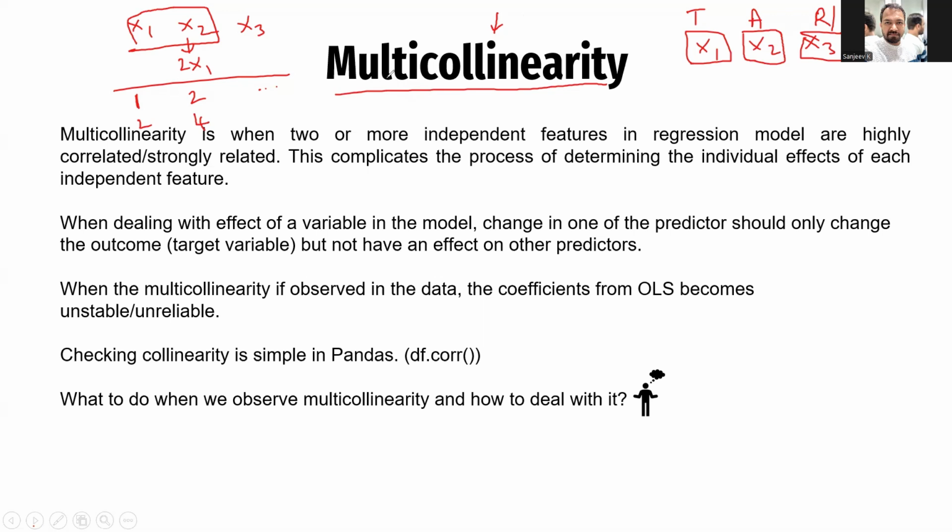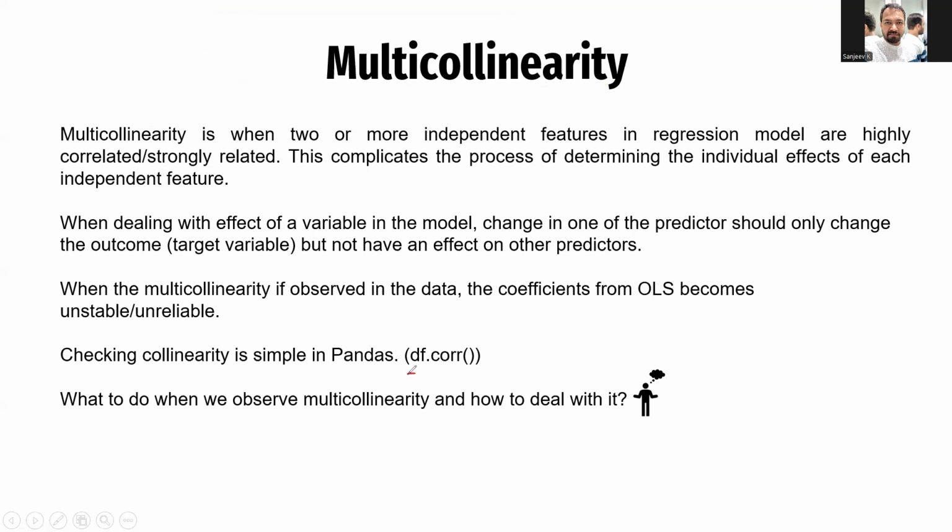So how to find out if you have a multicollinear problem or not? In a data frame, you have something called dataframe.corr. What this would do is give you a matrix. Let us say you have x1, x2, and x3. It would try to find out the correlation of x1 with other features. So x1 with x1, you'll have a correlation of one because they're totally the same. x2 and x2 will have a correlation of one. Similarly, x3 and x3, you'll have a correlation of one.